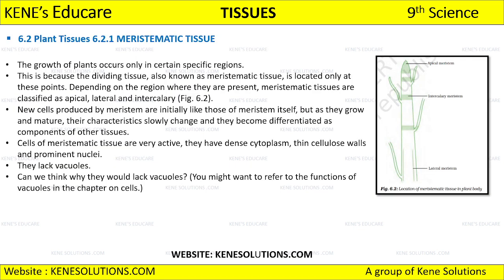After this we discussed plant tissue, that is, meristematic tissue. I want each one of you to go through it, and always remember, whenever you write about meristematic tissue on the basis of location, we have three different locations: apical meristem, intercalary meristem, and lateral meristem, right? So I want you all to quickly go through it.